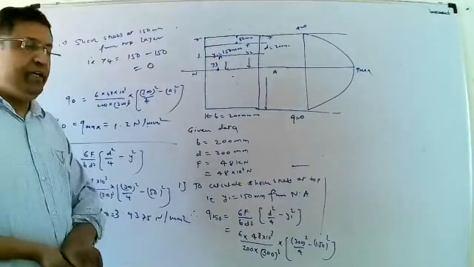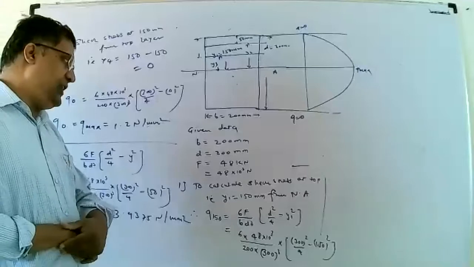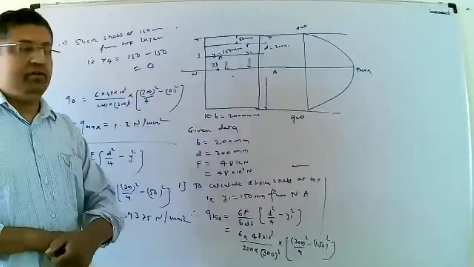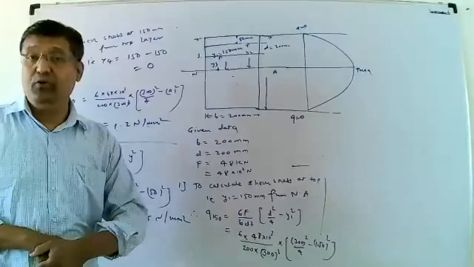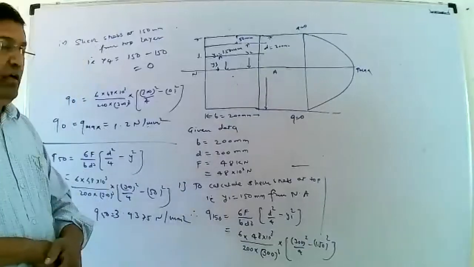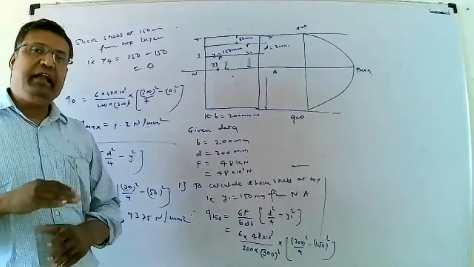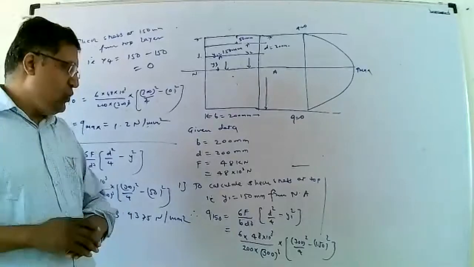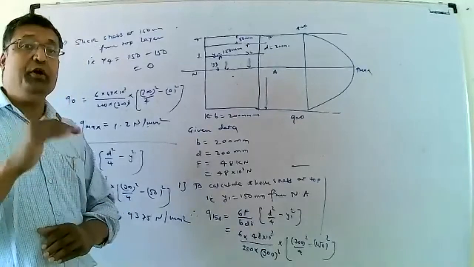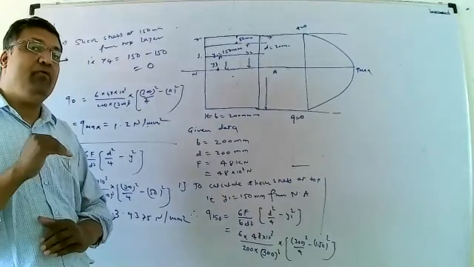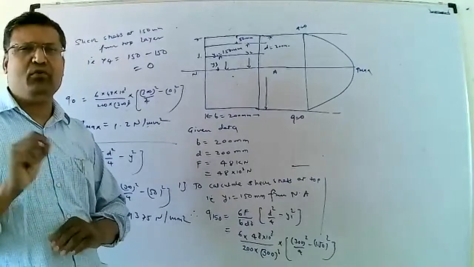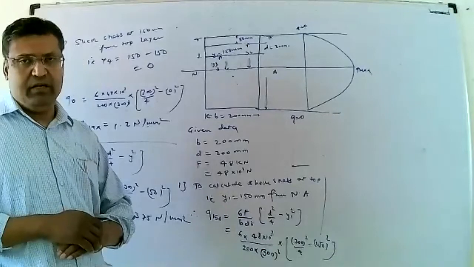Then in this problem, first we calculate shear stress at 150 mm from the neutral axis. The formula is the same. Q at any distance will be equal to 6F upon bd cube into, in bracket, d square upon 4 minus y square. That formula is very important.